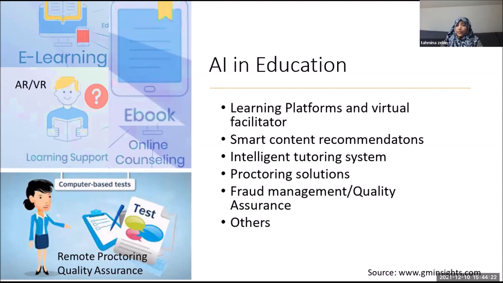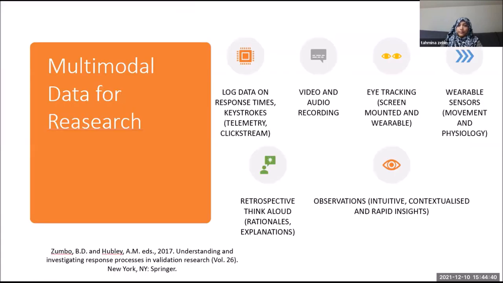As you know, most machine learning models rely on the data that we can feed into them. If I look at some of the data sources I might get as an algorithm developer trying to build an automated decision support system, the types of data, as you have heard about already, could be log data on response time and keystrokes, and video and audio recording. If the exam is happening online, the participant is monitored with audio as a kind of quality assurance capture. You can also capture eye tracking data, which could be screen mounted or wearable. There is a movement towards employing wearable sensors to capture more information on movement and physiology.